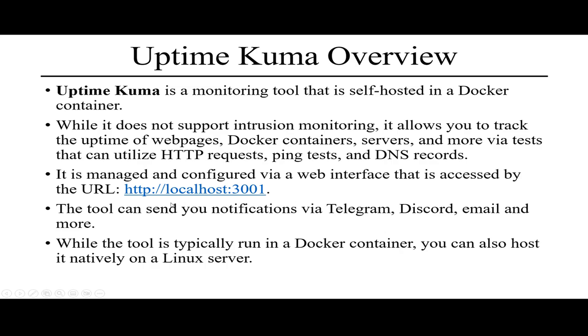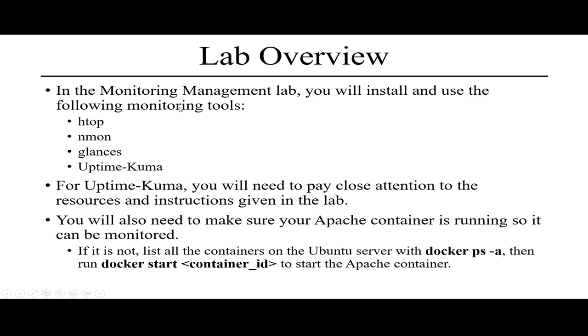So by default, when you run the container, if you type in the IP address of your VM, or just type localhost and then :3001, that's the port it's running on, you can access the Uptime Kuma web page hosted by your Docker container. The tool can send you notifications via Telegram, Discord, email, and other tools. Now the tool is typically run in a Docker container, but you can natively install it on Linux. We're going to use it as a container in this class.